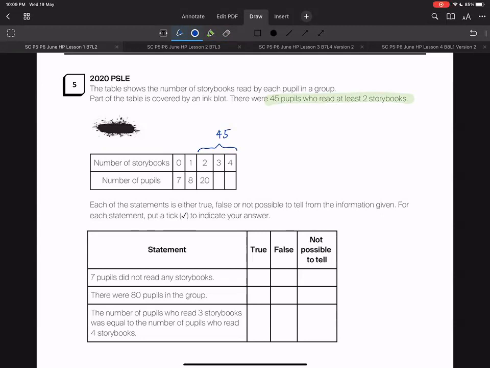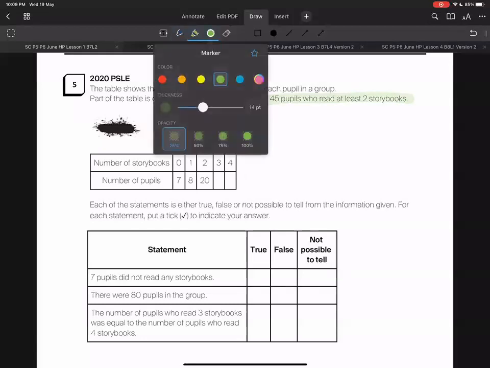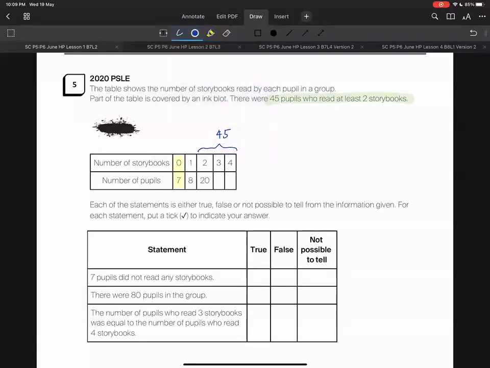Each of the statements is either true, false, or not possible to tell. Now, look at the first statement. 7 pupils did not read any storybooks. That is true. So I'm going to put a tick here.